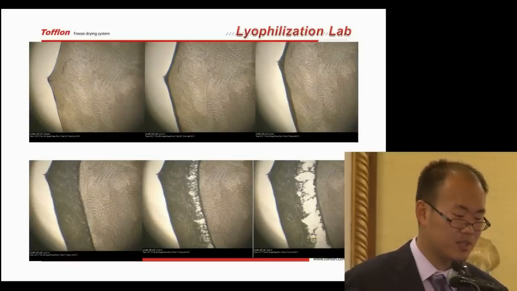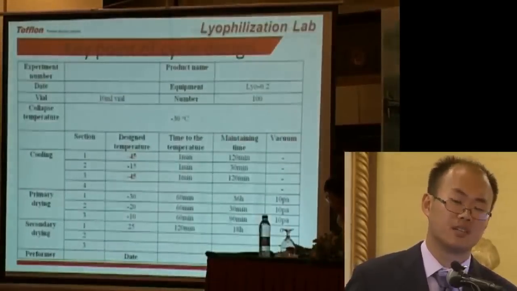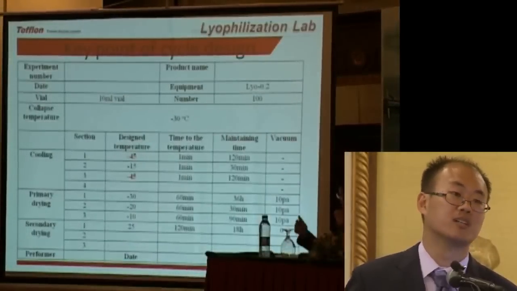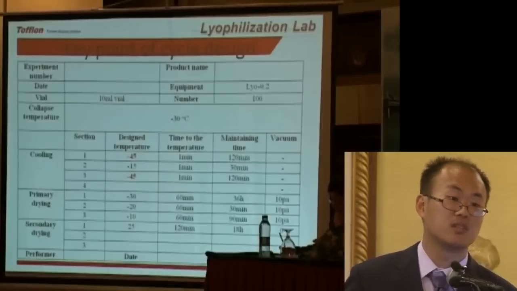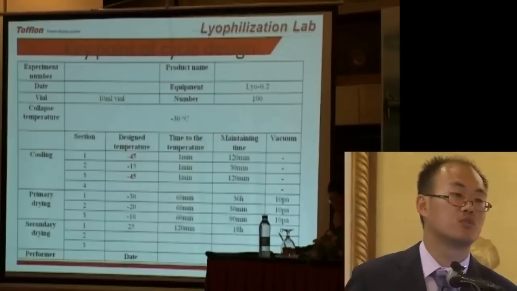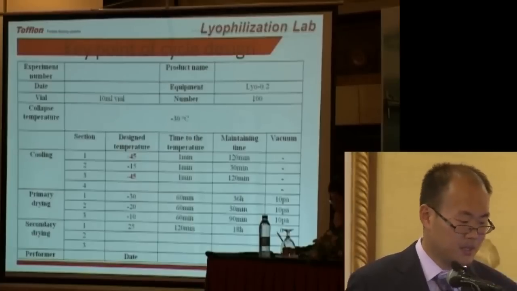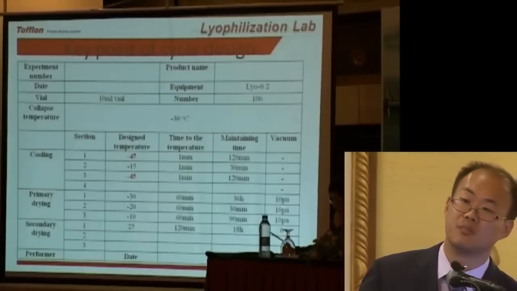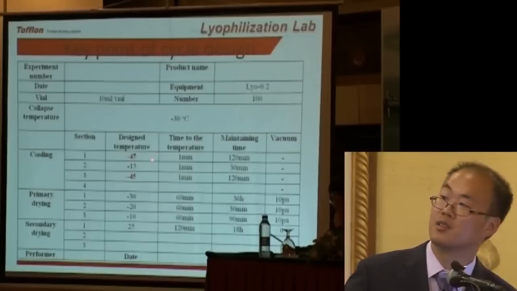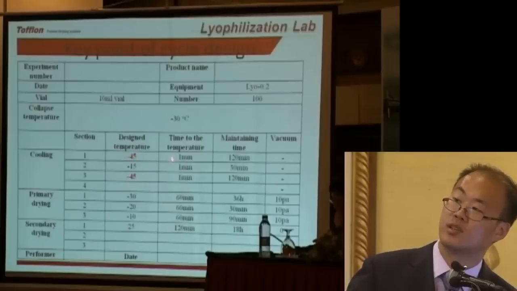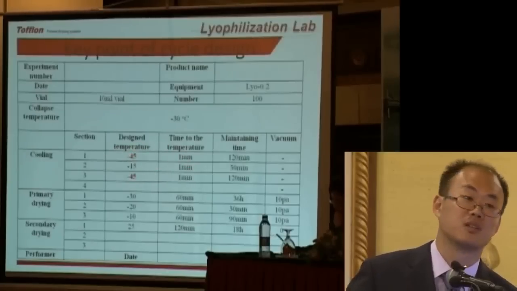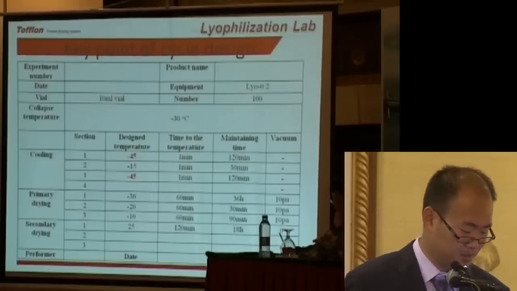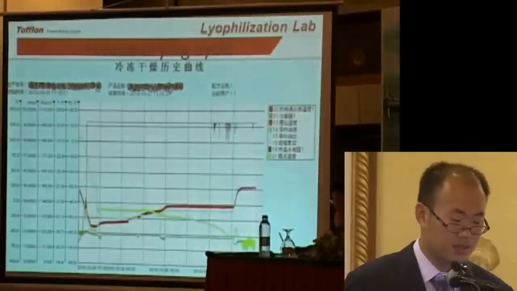When the collapse temperature is increased, we can increase the controlled temperature in the primary drying, so that can reduce the time of the freeze drying cycle. Now this is the freeze drying cycle table. Now that is the cooling process, very important, to minus 45 centigrade. This is the report.